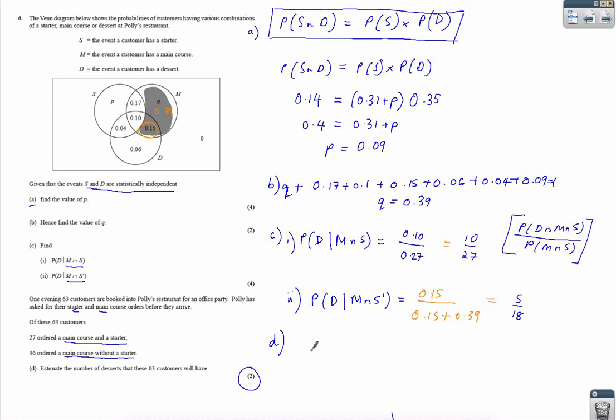So this one wasn't too bad. Those 27 people that had a main course and a starter, 10 out of 27 of them will have a pudding. So that would be 10 people. Out of the 36 people that had a main course without a starter, 5/18 of them will have a pudding. So that will give you 10 as well. So altogether, 10 plus 10 is 20.